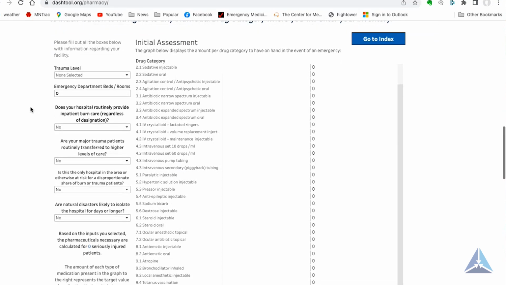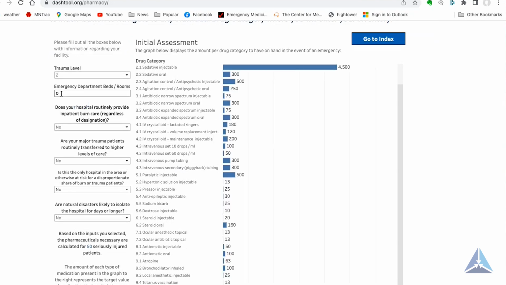So this is basically the initial assessment of the hospital for pharmacy. So we're going to say that we're a level 2 trauma center. We're going to choose our emergency department beds, which does not really create any issues with the calculation for level 1s and level 2s, but the lower trauma level the hospital has, we do tie that a little bit to the size of their emergency department to try to calibrate against what role that hospital is playing in the community. We don't provide inpatient burn care.